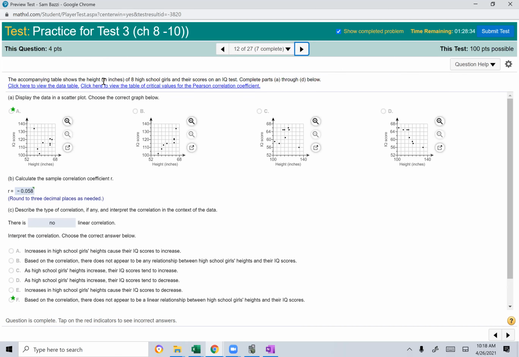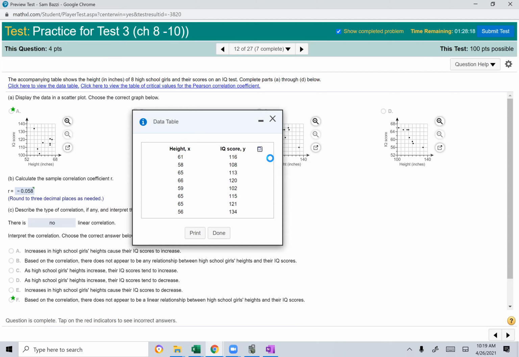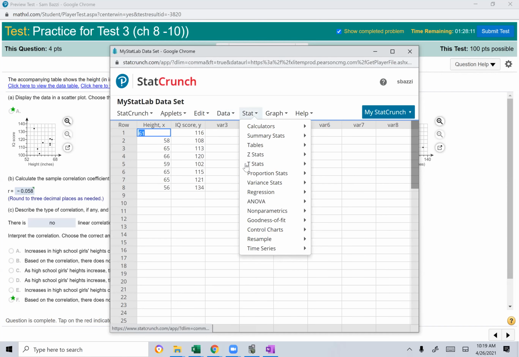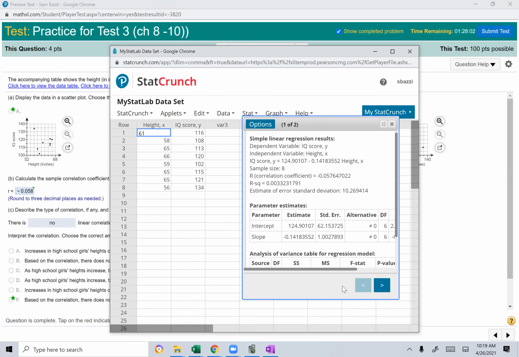The accompanying table shows the heights in inches of 8 high school girls and their scores on an IQ test. Display the data in a scatter plot, choose the correct graph, calculate R. So you guys can click on the data table, open it in StatCrunch, watch. That's the third time we do that in StatCrunch today. Go to Stat, Regression, Simple Linear, X variable height, IQ score is Y, and just hit compute.